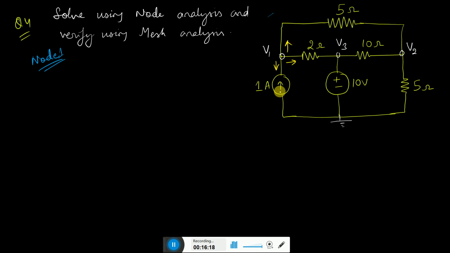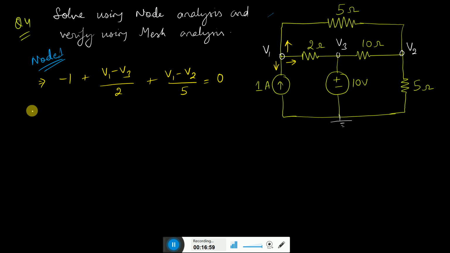The first one is opposing, so it is a minus 1, because our assumed direction is opposite to the direction of the source current. Then the current moving in the other direction will be V1 minus V2 divided by 2. Then V1 minus V3 divided by 2. Again there is a current over here, V1 minus V2 divided by 5, equal to 0. So we have the equation for node 1 using KCL.